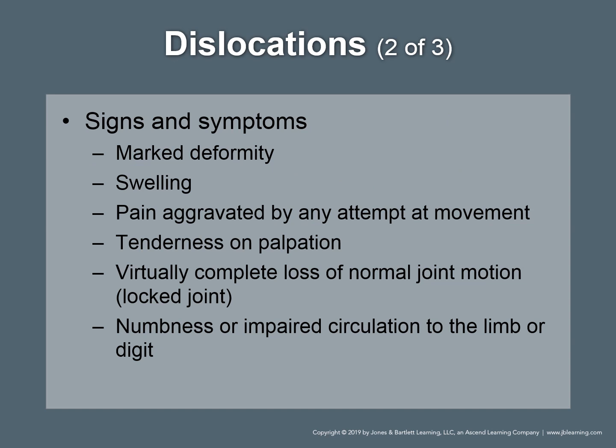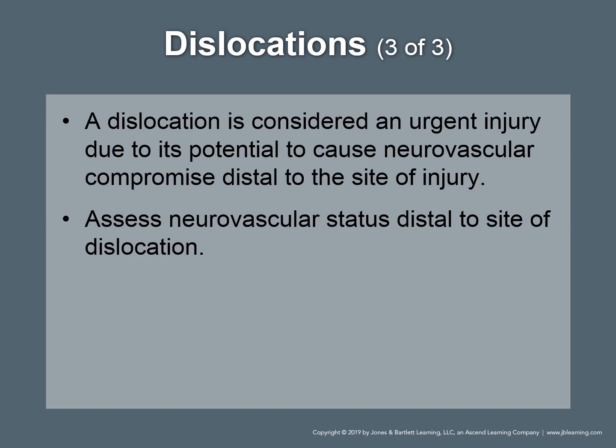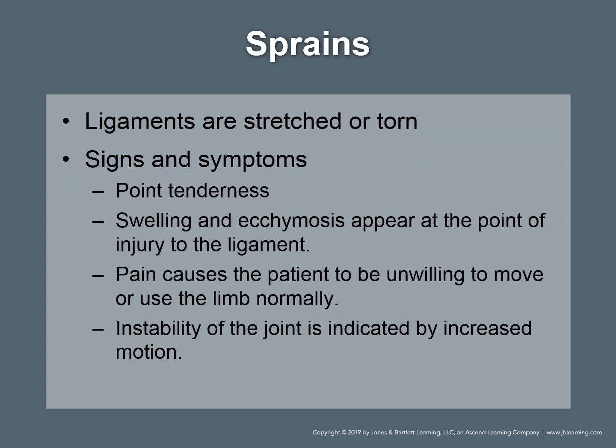You'll have deformity at that joint, swelling, pain, unable to move, self-splinting, tenderness to palpation, complete loss of normal joint function. That's called lock joint, where you can't move that joint. You may have numbness or compromised circulation. And a dislocation is considered an urgent injury due to its potential to cause circulation and nerve issues. We can reduce those if there's some circulation or nerve damage. So we want to make sure we assess the circulatory and nervous system status of those injuries.